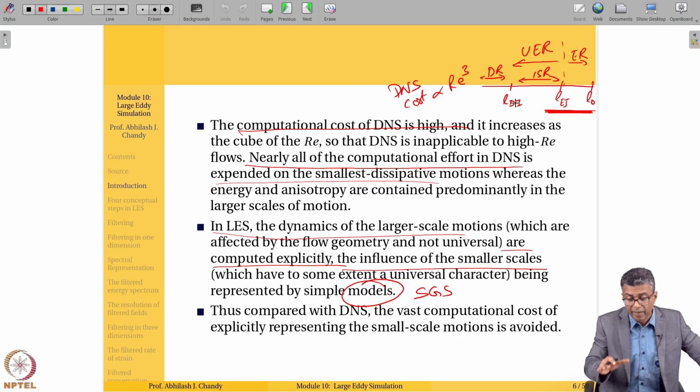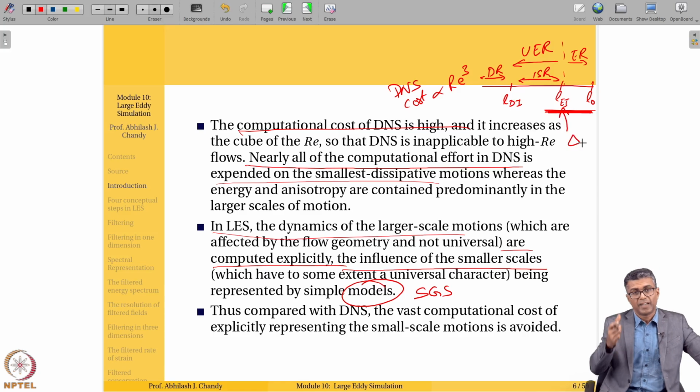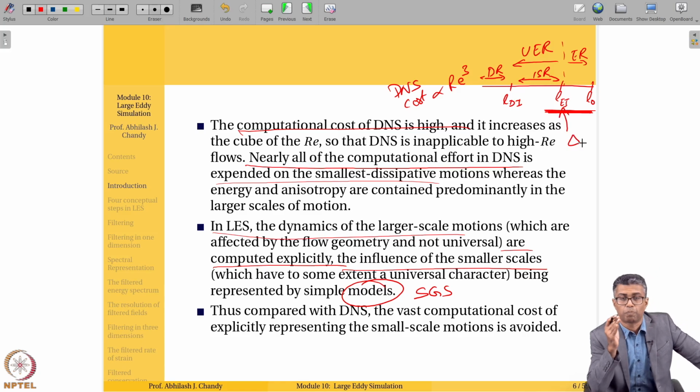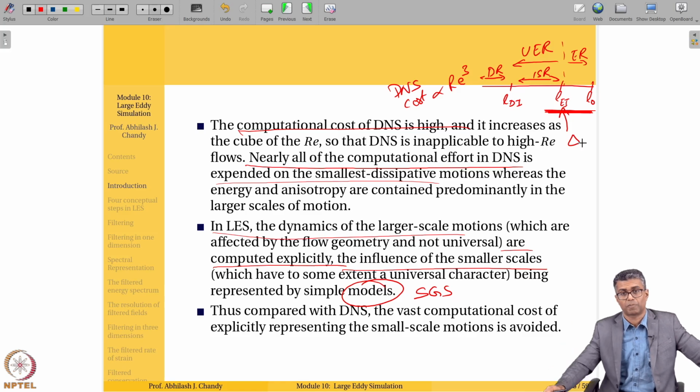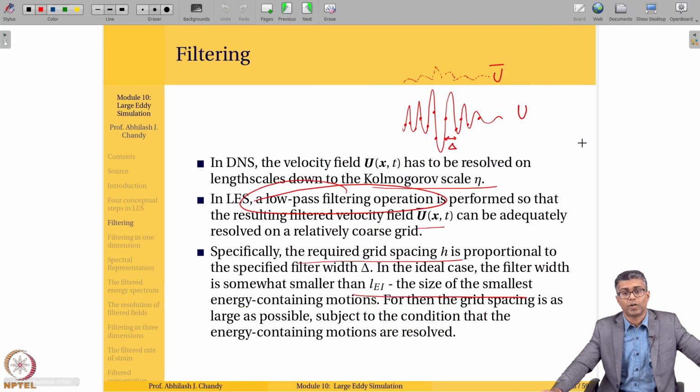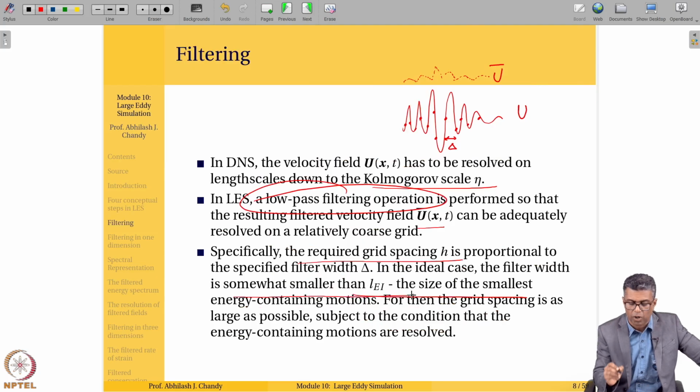So all that is irrelevant now while discussing LES. What you need to remember is your delta filter width has to be somewhat smaller than LEI. So maybe possibly in the inertial subrange. So your delta should be LEI or smaller. Ideally you want it to be smaller, but at least it should be as small as LEI, which is the smallest length scale of your energy containing motions. Okay, so your delta has to be somewhat smaller than LEI.